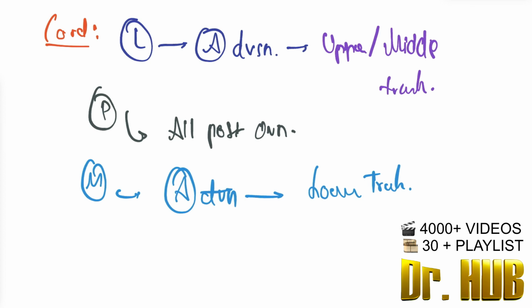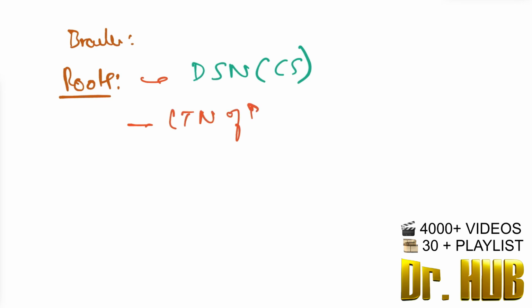Now let's look at the branches, starting with the roots. The branches from the roots include the dorsal scapular nerve, which is C5, and the long thoracic nerve of Bell, which is C5 to C7.